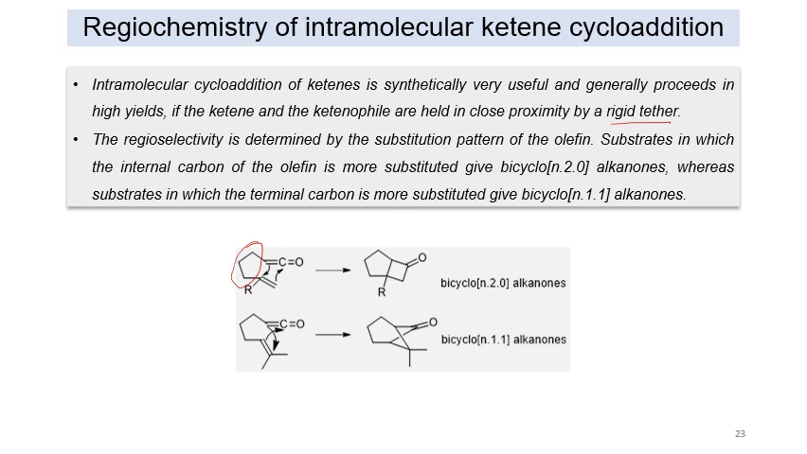Okay. The regioselectivity is determined by the substitution pattern on the olefin. The substrates in which the internal carbon of the olefin is more substituted will give bicyclo[n.2.0]alkanones, whereas the substrates in which the terminal carbon is more substituted will give bicyclo[n.1.1]alkanones.